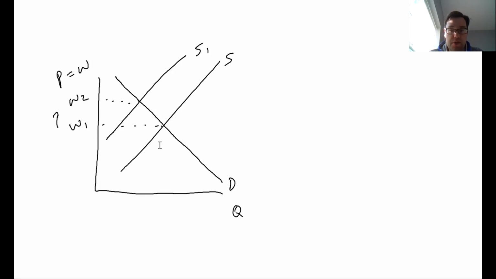Part two: what will happen to the marginal revenue product of the last worker hired? Remember in labor markets, the demand curve for labor is derived from the marginal revenue product. So we're moving along that curve. We're going back up that curve. Let's go back here. We're moving sort of this way.